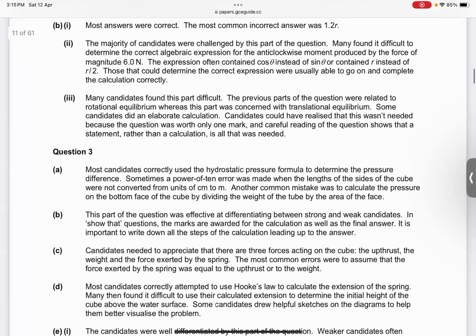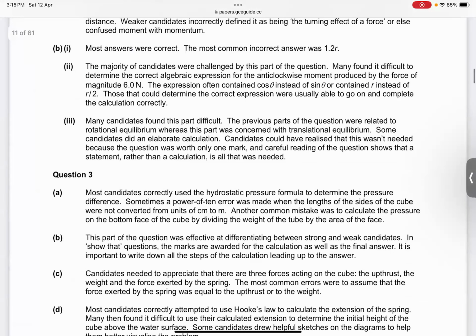Many candidates found this part difficult, the last one. The previous part of the question was related to the rotational equilibrium, whereas this was concerned with the translational equilibrium. Translational equilibrium means you have to equate the rightward forces equal to leftward forces, upward equal to downward forces.